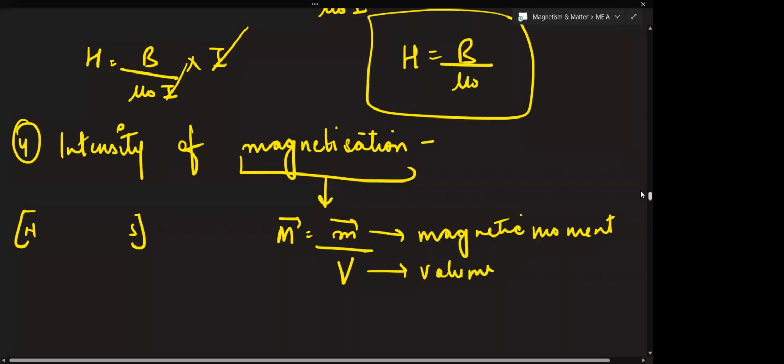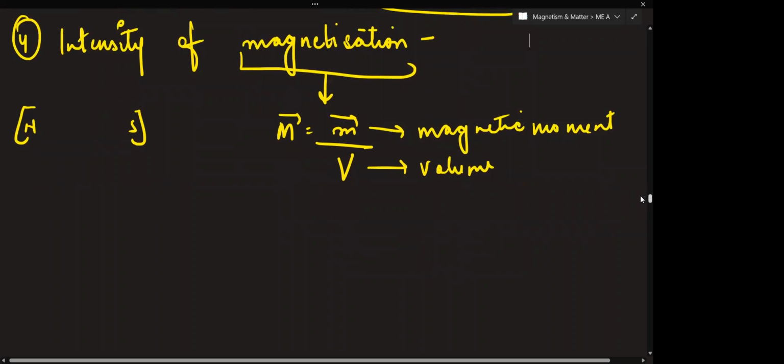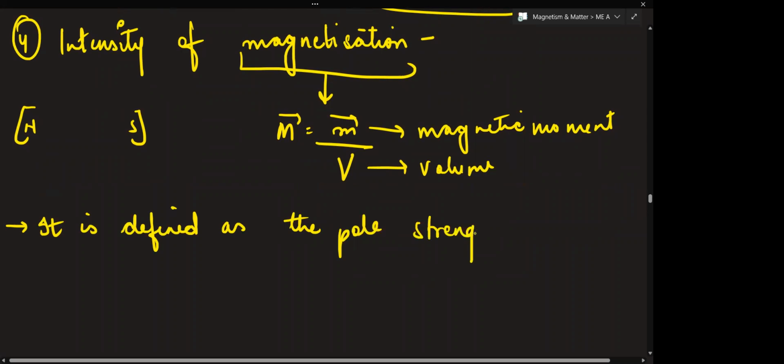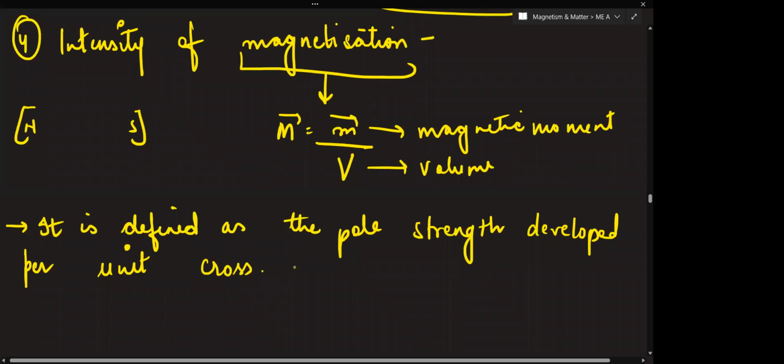Let me write down the definition of it. It can be confusing with magnetic intensity. So it is defined as the pole strength developed per unit cross-sectional area of a material.